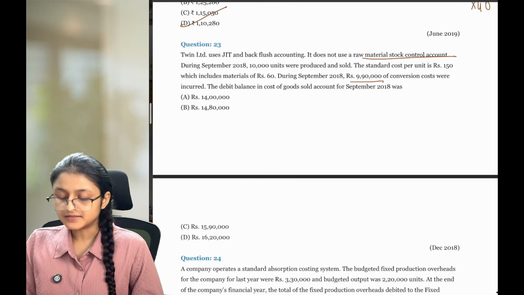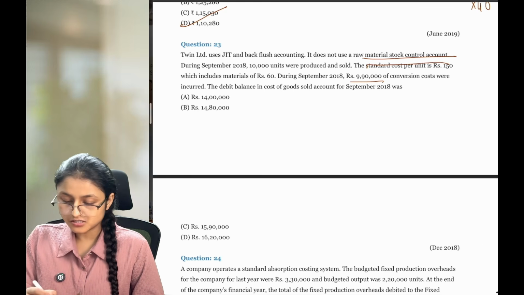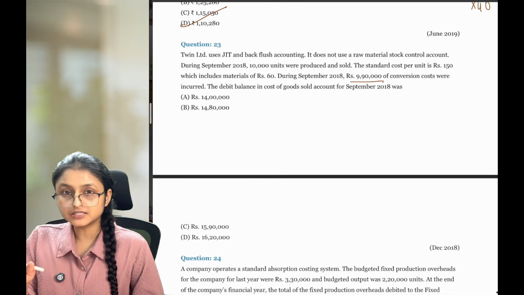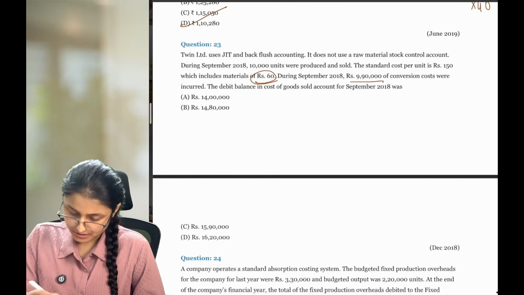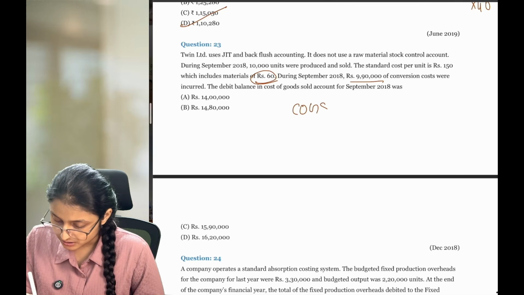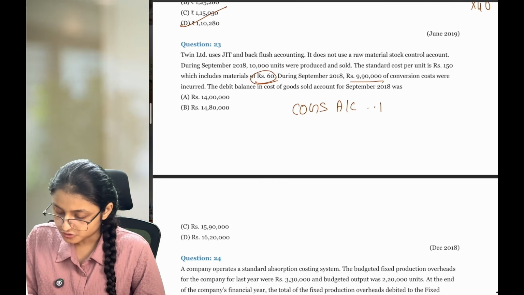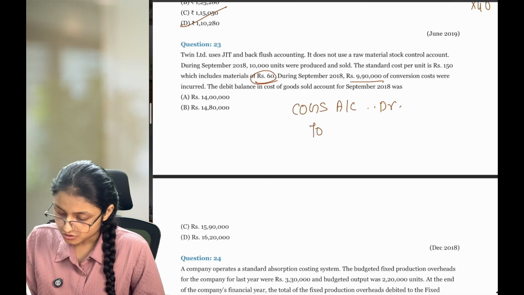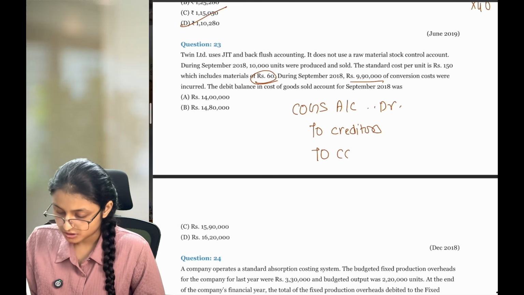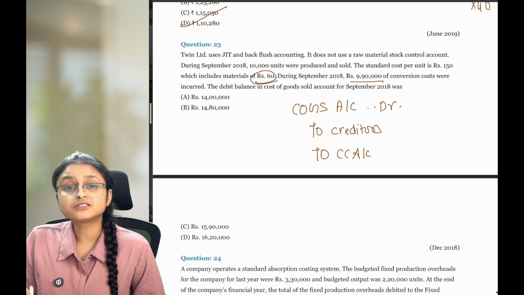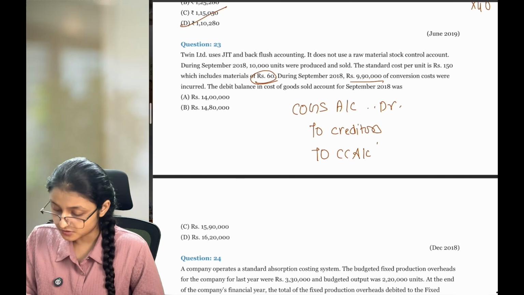Now you need to understand that if you are not making a raw material stock control account, that means if you are taking the raw material to cost of goods sold account, you will take it at standard only. Okay? So, what will be the entry for cost of goods sold? Cost of goods sold account debited to creditors and to conversion cost. In this conversion cost, you are going to consider the conversion cost on the basis of standard only.